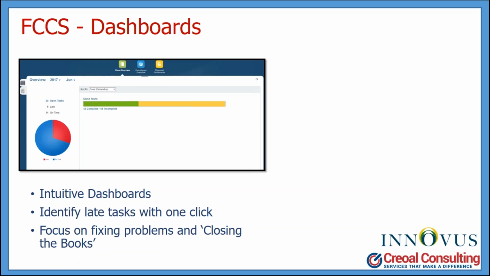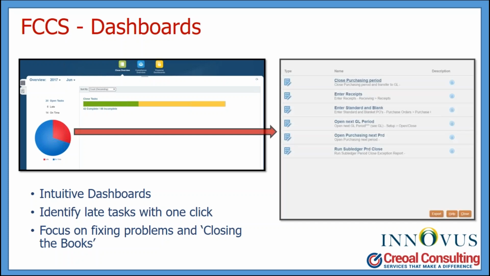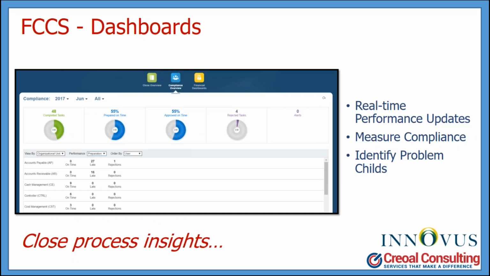You can identify any late tasks with one click. Like for instance here, when you're looking at the dashboard, those late tasks can be drilled out so you can see, again, who is the culprit, what are those tasks that are slowing down my close process. At the end of the day, you're focusing on fixing those problems so that you can close your books faster.